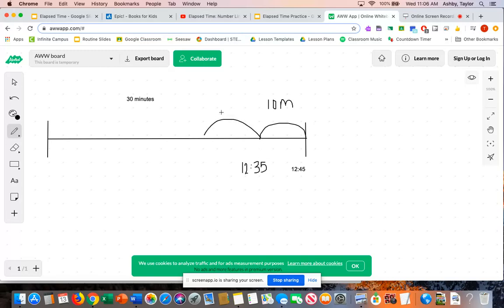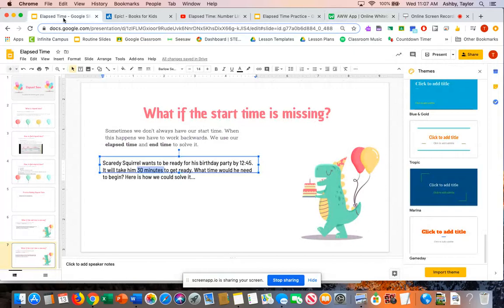10 more minutes. 35 minus 10, oh, I better put an M there so I know it's minutes and not hours, would be 12:25. Okay, I've got 10, 20. I need 10 more minutes to get to my start time. 12:25, 25 minus 10 will get me to the total of 15. That means Scaredy Squirrel, if he wants to be ready for his birthday party by 12:45 and it's going to take him 30 minutes to get ready, he needs to get started at 12:15.